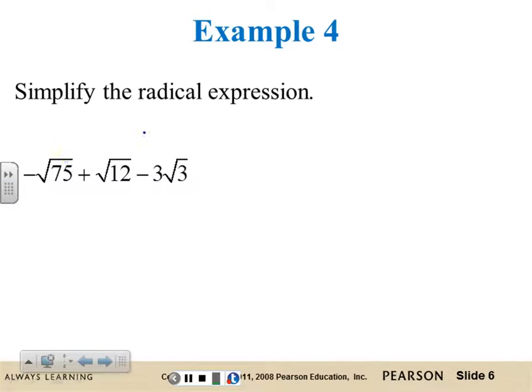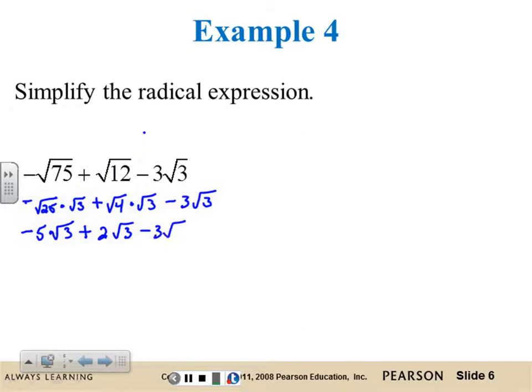So let's think. The biggest perfect square that'll go into 75 is 25 times 3, square root of 3, plus for 12 I have a 4 times 3, minus 3 root 3. Alright, let's continue simplifying. So we're going to take the opposite of the square root of 25, which is going to be 5, times the square root of 3, plus the square root of 4 is 2 square roots of 3, minus 3 square roots of 3, which will not break down.